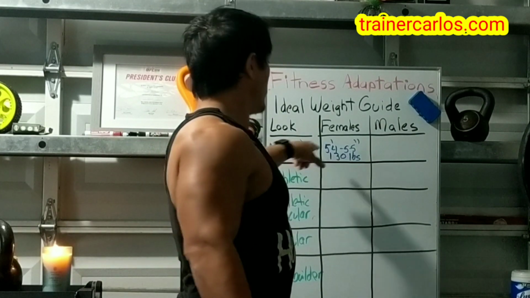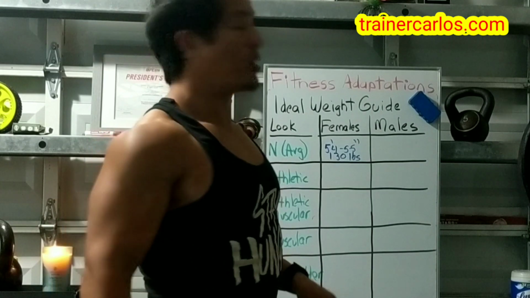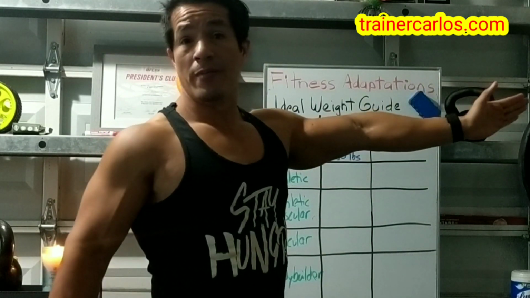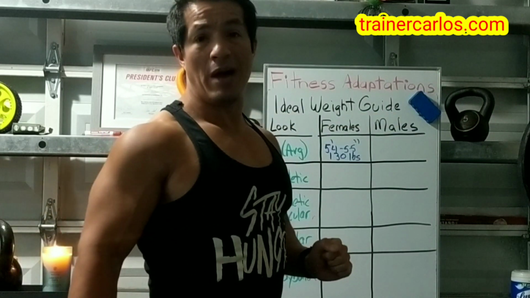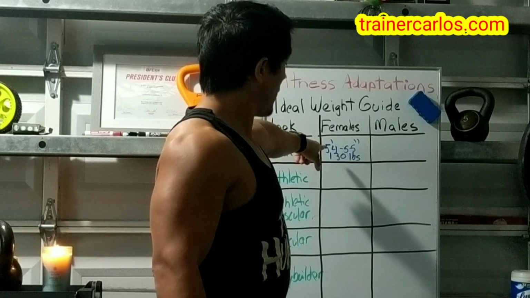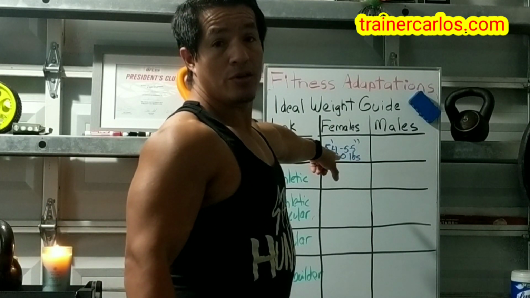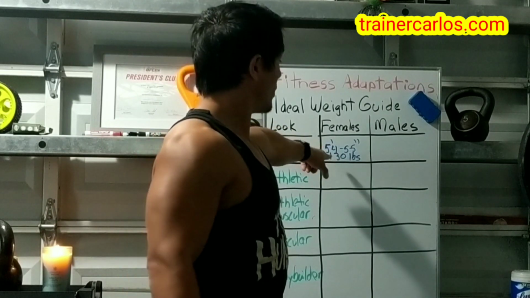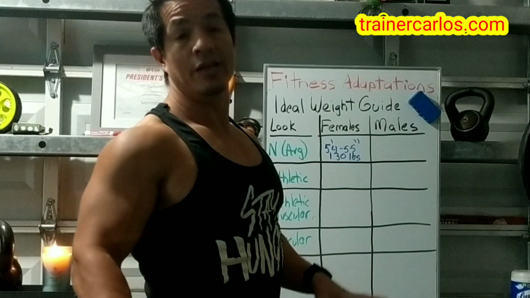So if you're normal, you're average, you're 5'4" to 5'5", female, 130 pounds. If you're taller, right, every inch that you're taller, add about 5 pounds. So if you're 5'10", that's 6 inches. 6 times 5 is 30. You need to be about 160 pounds at 5'10", ideally.